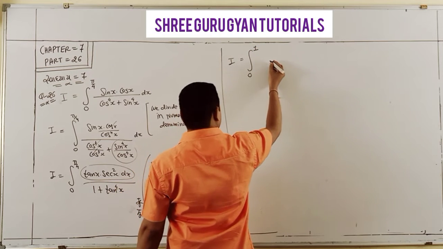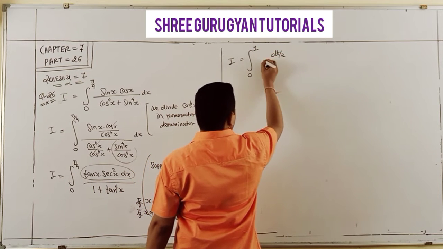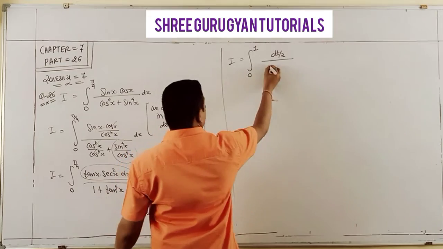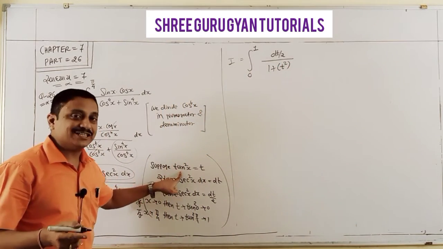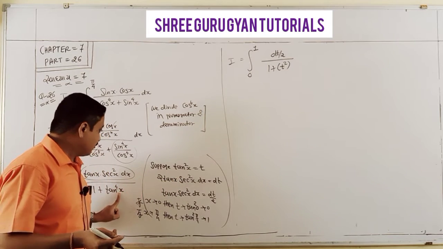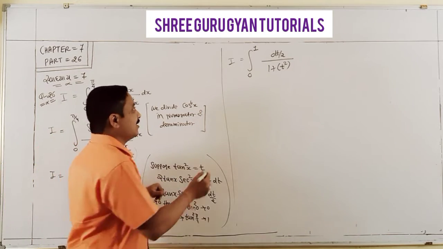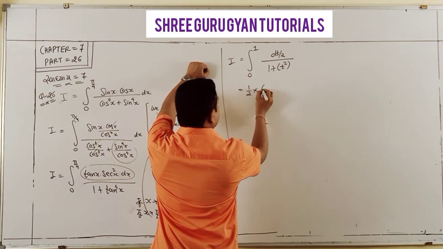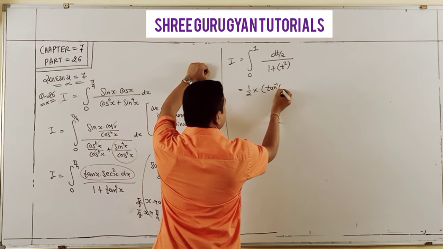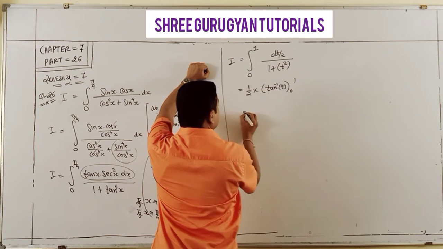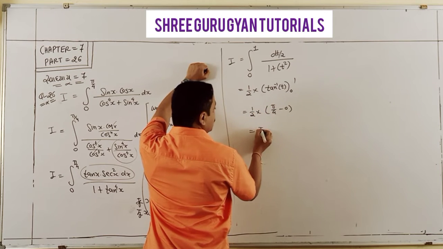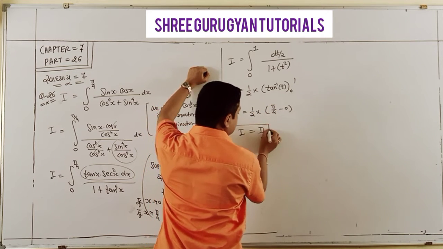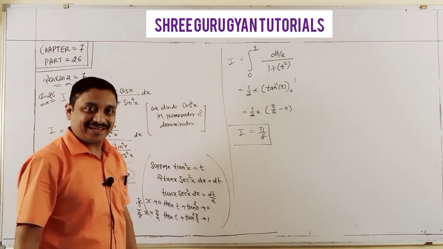It is dt by 2 upon 1 plus t square, because tan square x is t, so tan to the 4 is t square. Now your answer is half of tan inverse t, limit 0 to 1, that is pi by 4 minus tan 0, which is 0. My answer is only pi by 8.